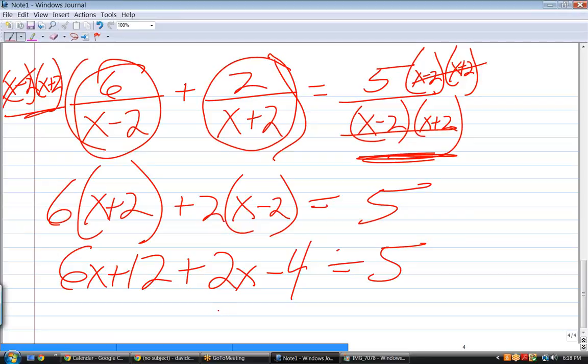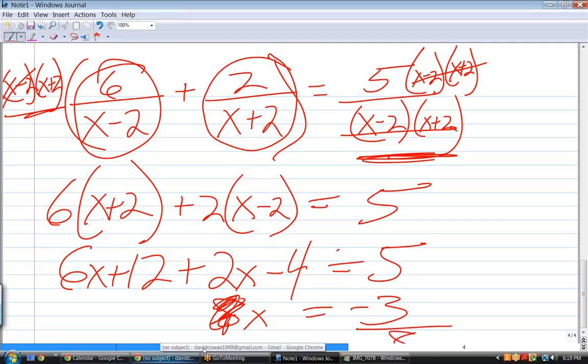Okay, so it would be 8x, and then equals, let's see, 12. Yeah, do the numbers on the left side. So you get 12 minus 4, so we have a plus 8 on the left. Mm-hmm. We've got to subtract 8 from both sides. 5 minus 8 is what? That is negative 3. And then finally, the last step, which is almost always the same last step, divide by the coefficient of x. Right. So x equals minus 3/8.